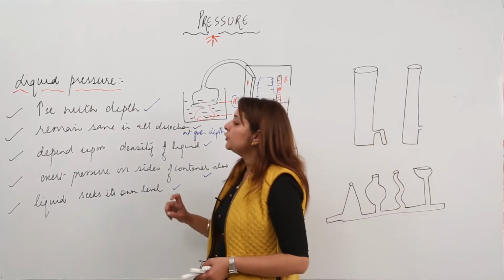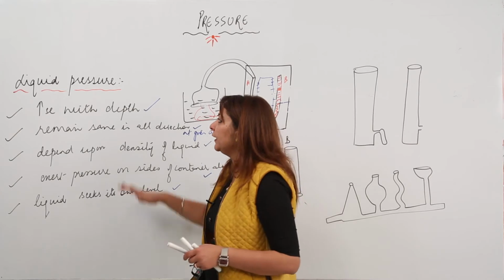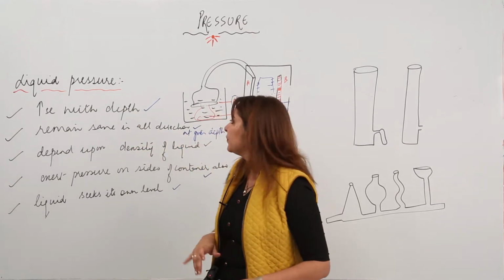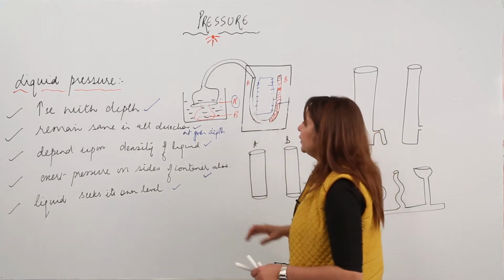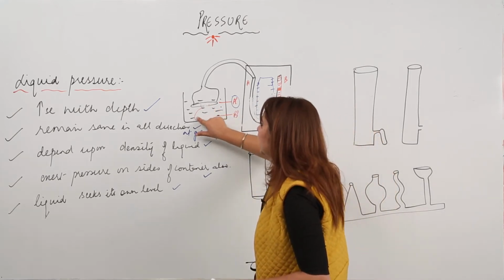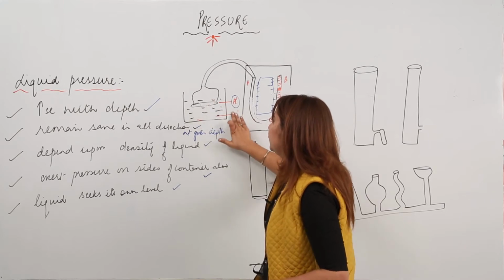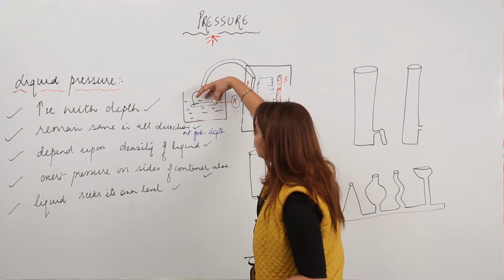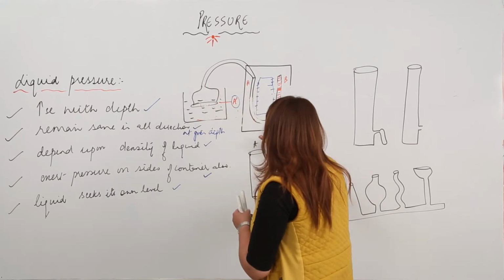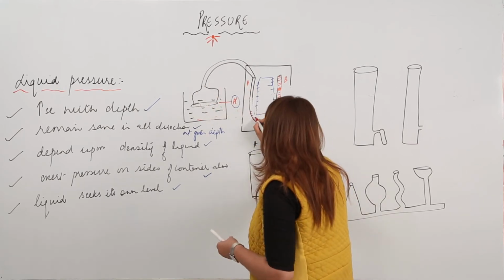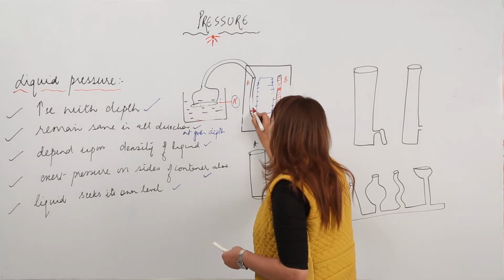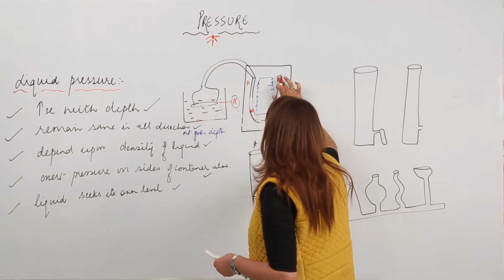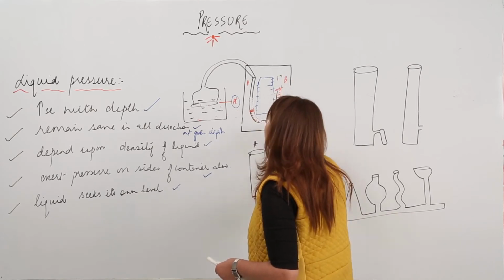Secondly, we need to prove, and it is observed, that liquid pressure remains the same in all directions at a given depth. To prove this, let's say I have the thistle funnel at point A dash, the same activity. When it is at this position, the level of liquid at A is here and B is till this point.